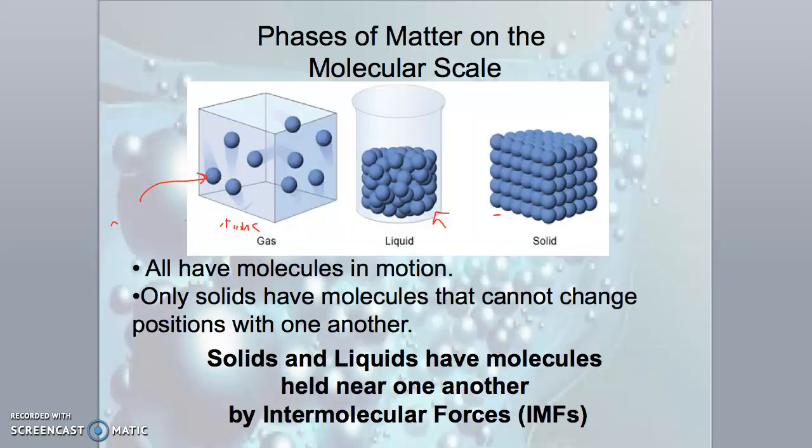If we look at particle diagrams, we can see that we have three states of matter: gas, liquid, and solid. In gases, the molecules are very far apart. You don't see them together. They're occupying the entire container, whereas the liquids and the solids are closer together. And so the question is, why is something a gas at, let's say, room temperature, while something else is a liquid and something else is a solid? The answer lies in these forces that we're going to call intermolecular forces.